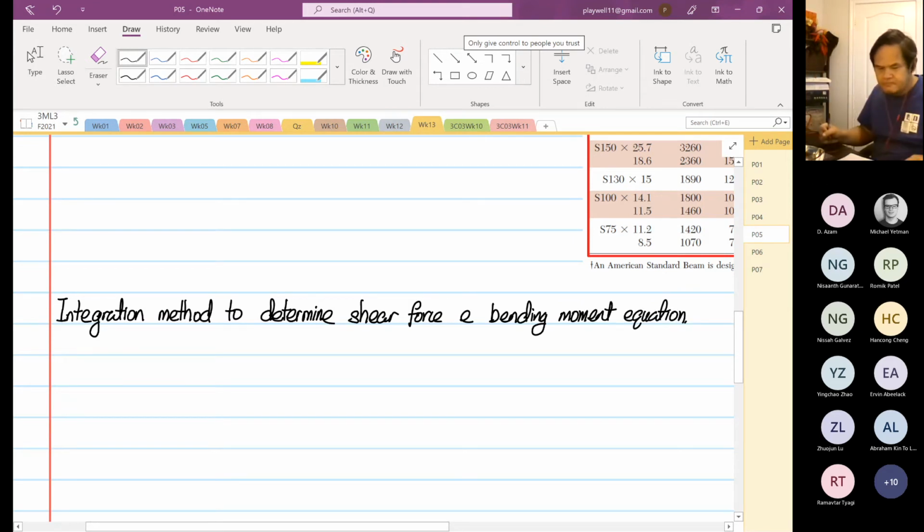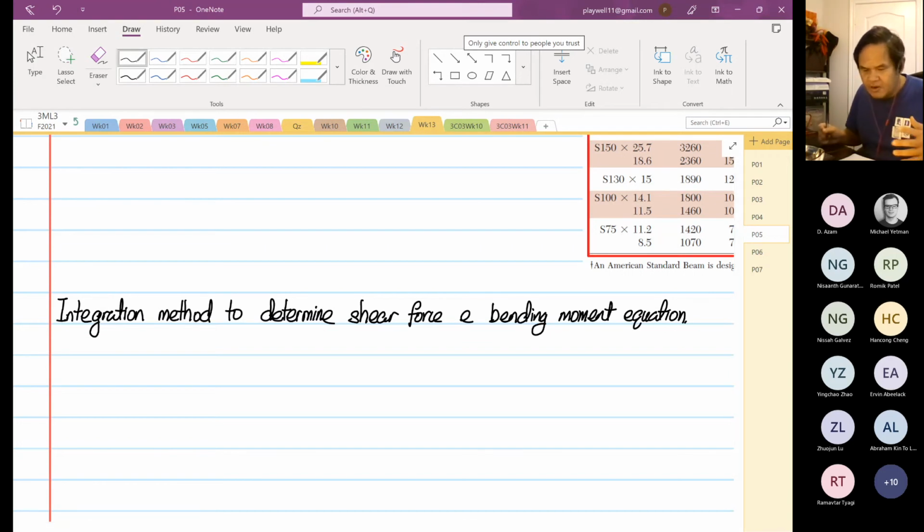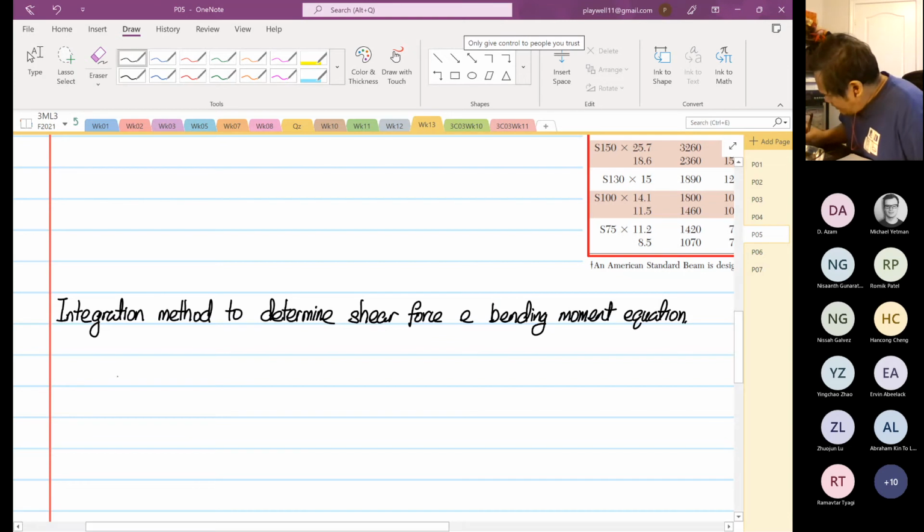So I want to write up the relationships. I'm not going to derive the relationship, but I'll write it up. The first relationship is dV over dx, which is equal to minus omega. Once you have dV over dx, you integrate once. That's why you call it the integration method.